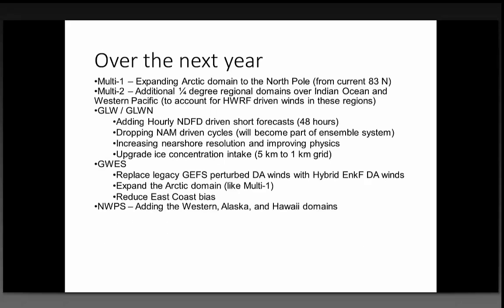Over the next year, expanding our domain, in particular the Arctic, will be fully included in the global wave model. Currently, we stop at 83 North, which is dicey as climate changes and as the ice pack retreats ever farther north in the summer melt season.